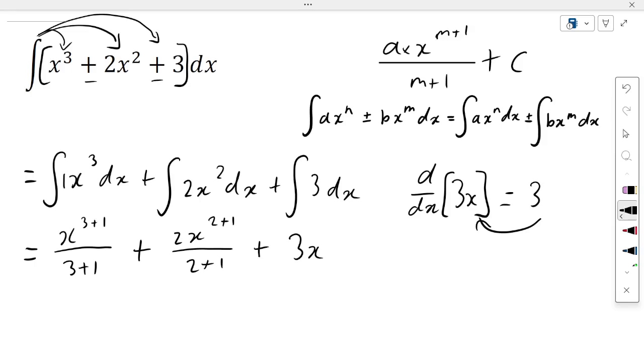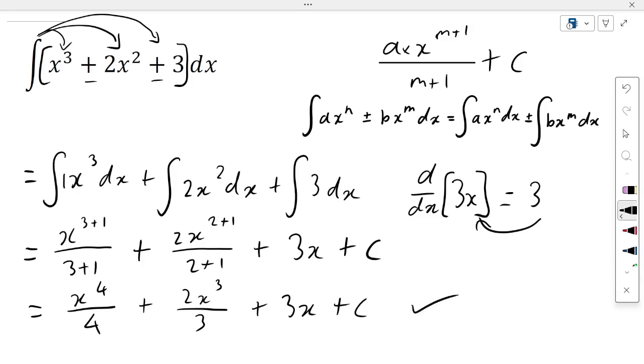And we don't have to really use this because once again, it goes from a constant to a term in terms of x, basically. That's what I'm trying to say. And then we have to end off with plus c. And we can just simplify over here. x to the power of 3 plus 1 is just x to the power of 4 divided by 3 plus 1, which is going to be 4. Plus 2x to the power of 2 plus 1, which is 3, divided by 3, plus 3x plus c. And there's our answer. Let's do one more.